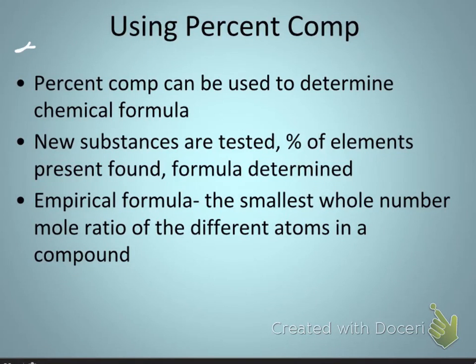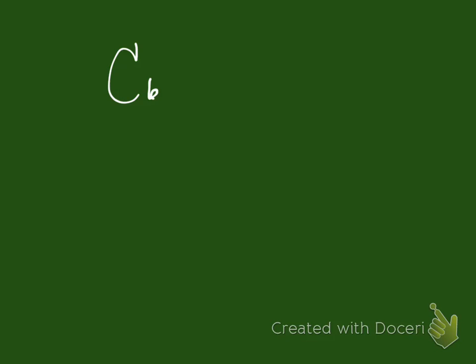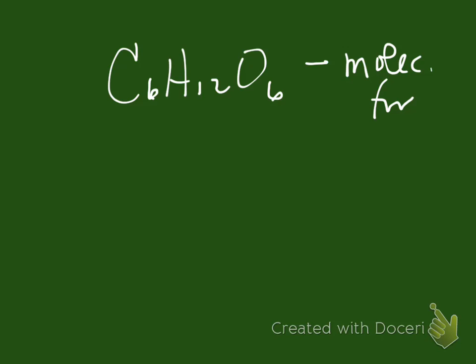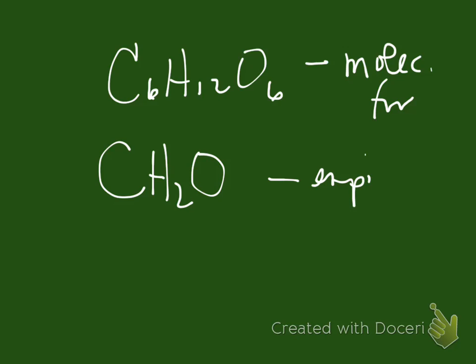Talking about what empirical formulas are, and we did an example using empirical formulas and glucose, C6H12O6, as the molecular formula. And we said that CH2O was the empirical formula.